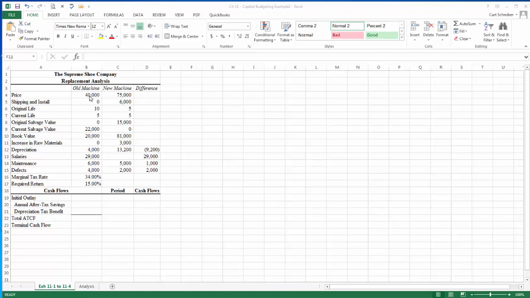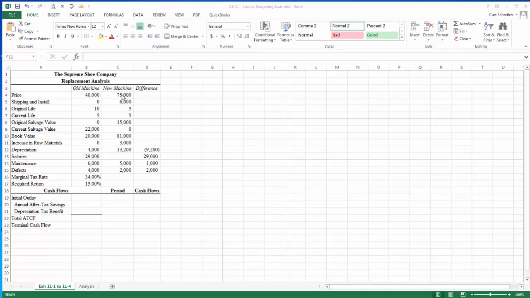In the first column, it tells us that the old machine originally cost us $40,000 5 years ago. The important part of this is to recognize the price of the old machine that was paid as a sunk cost. A sunk cost is a cost which has been committed, and no matter what alternative is chosen, that cost can never be recovered. So this $40,000 should not factor into our analysis.